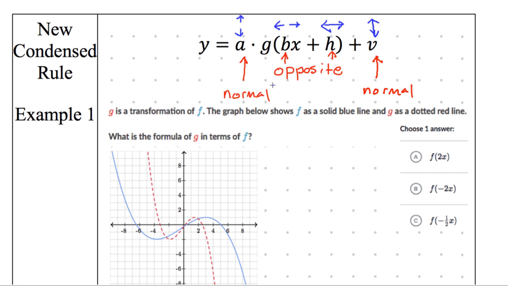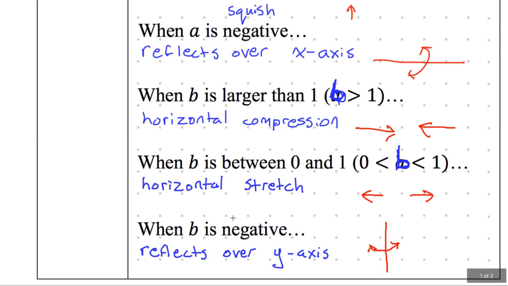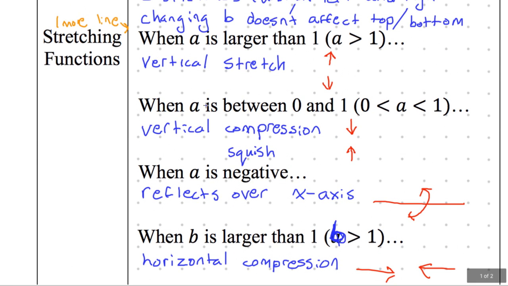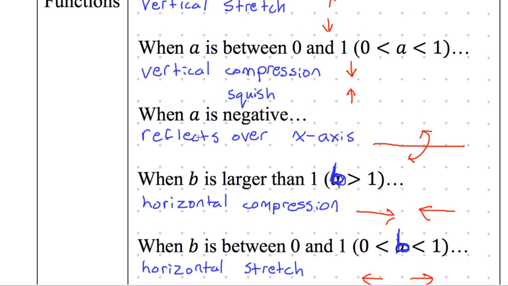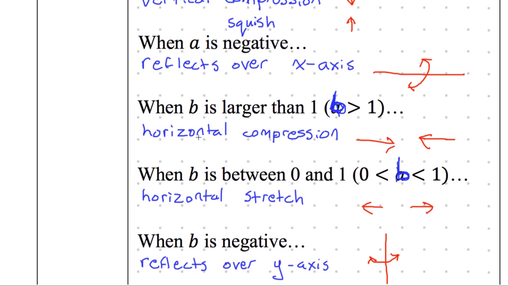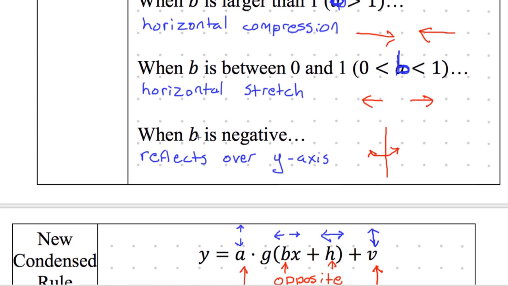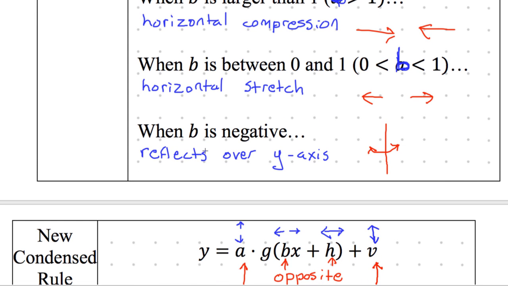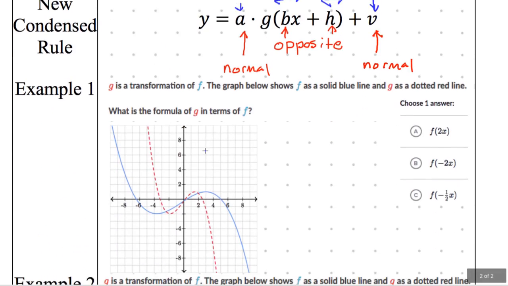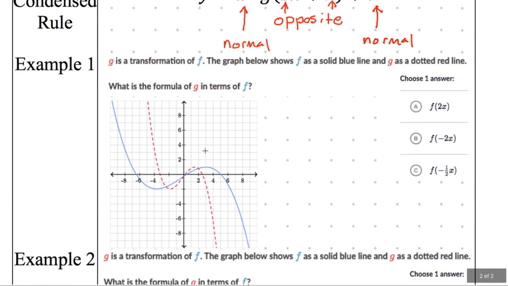So think about it. I want you to spend at least 15 seconds thinking about what's happening here. We have 6 things that can happen. You can have a vertical stretch. You can have a vertical compression. You can have a reflection over the x-axis. You can have a horizontal compression. You can have a horizontal stretch or a reflection over the y-axis. Sometimes in the future, I will be doing multiple of these. But for now, it's just one of them. Which one is it out of those 6?